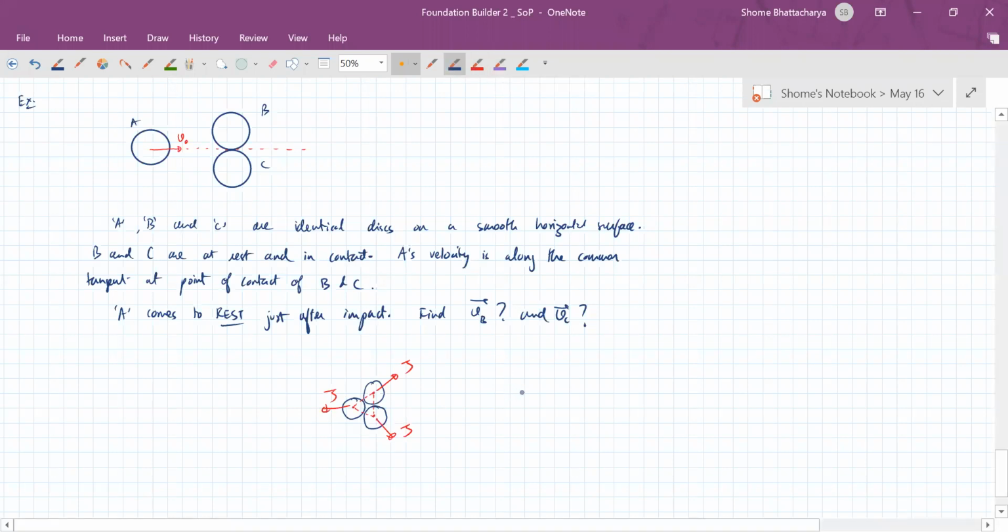So that means just after impact, if we look at the velocities, this and this will have the same magnitude of velocity, but along directions which are at 30 degrees with respect to the initial velocity of the first one. So that's it. We have only one unknown. We have to just apply momentum conservation.